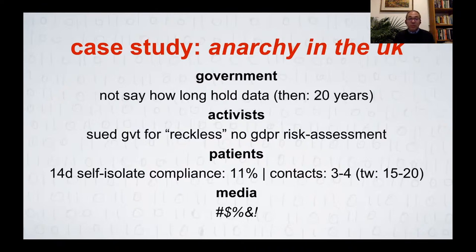Patients, there's been problems there too. In the 14-day self-isolation that patients who've come down with COVID need to comply with, only 11% have complied. And we only know that because of self-reporting. But you can imagine it might be much lower than that if we had actually the data from a track and trace system, an app that could actually monitor these things.